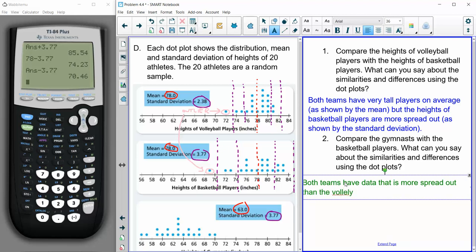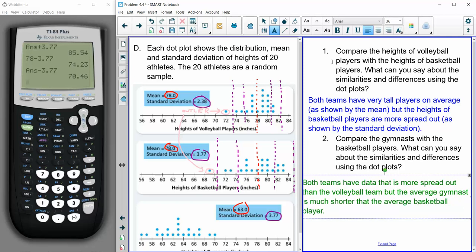Spelling volleyball wrong. But the average gymnast is much shorter than the average basketball player. How about that?